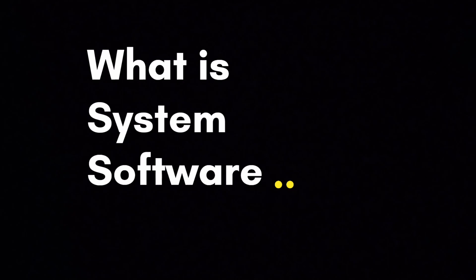What is system software? System software is a category of computer software especially designed to manage and facilitate the operation of computer hardware, as well as provide a platform for running application software. It serves as an intermediary layer between the hardware and application software, ensuring that various hardware components work harmoniously and efficiently. So friends, here are the key components of system software.